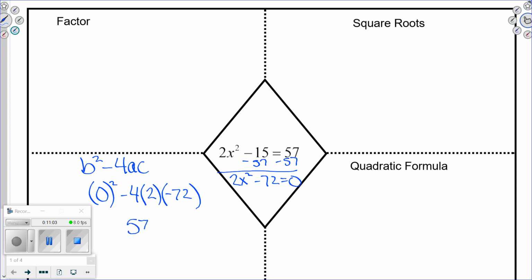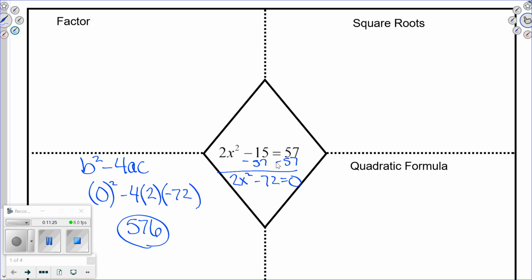At 576. Is 576 a perfect square? What'd you say? 24. The square root of that is 24. So will it factor? Yeah. Since the discriminant is a perfect square, then I know it will factor.